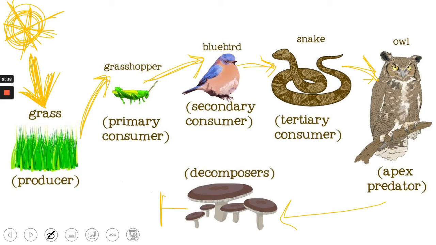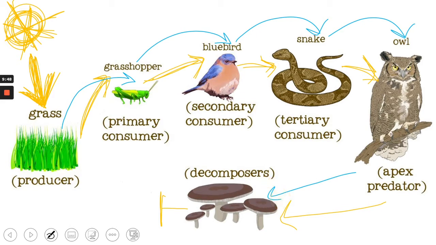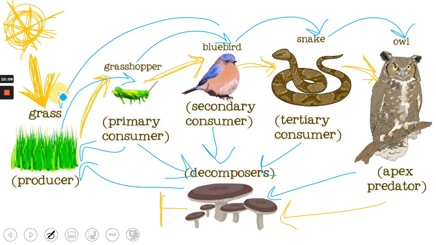However, the matter is different. The matter that's in the plant goes to the grasshopper, it gets eaten by everybody, and it keeps on moving. It doesn't get used up. It just gets moved around in a circle. And sometimes it's more of a web than a circle, because these guys are going to give matter to the decomposers, and they also give matter back to the plant when they breathe out.